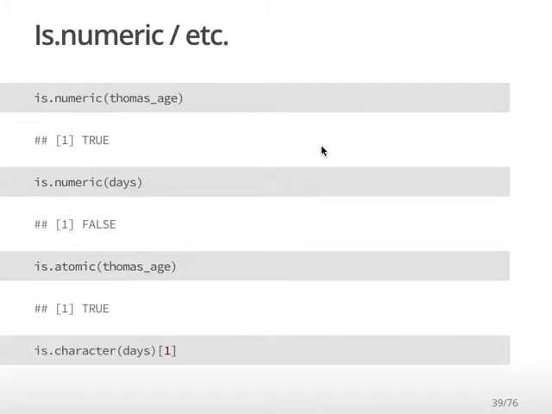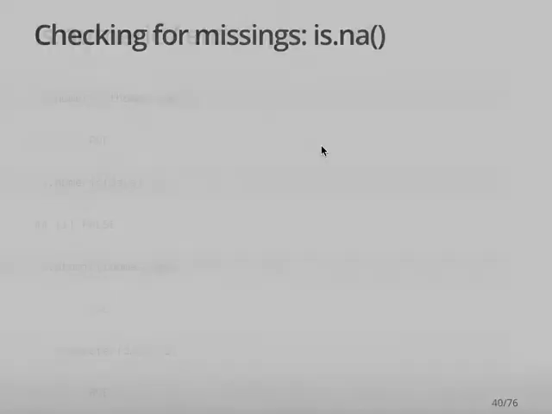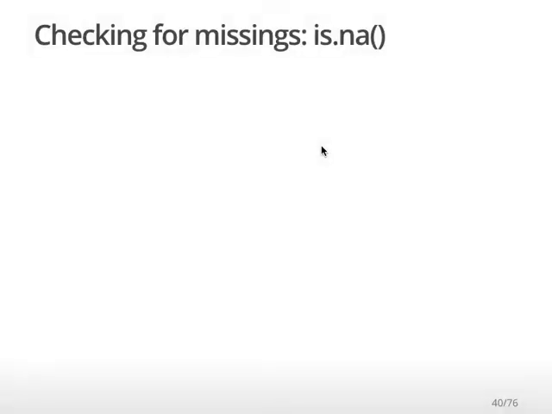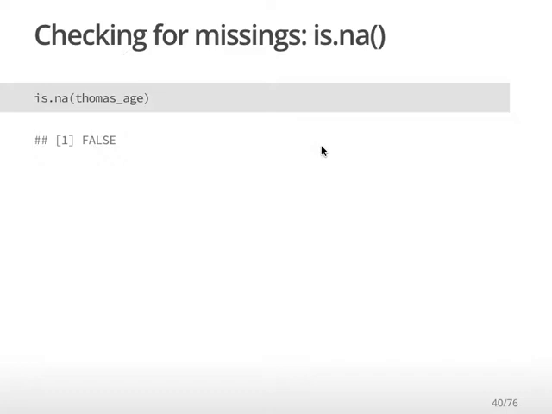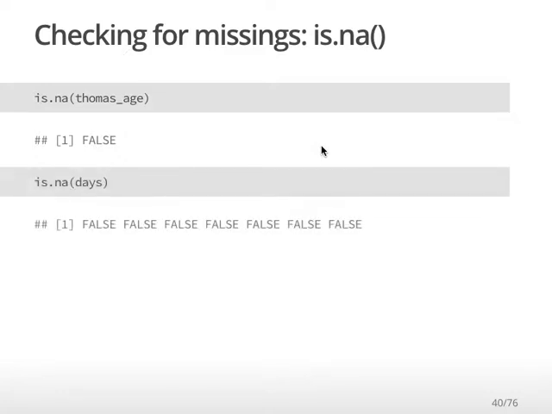And we can ask, is the first element of days a character or not? Then it will say true, because that was Mon for Monday. That's useful for checking, for example, whether certain things in your data are one type or another, whether it is a number or a piece of text. We can check for missings. is.na(ThomasH) should be false, and it is, luckily. We can check if there are any missings in days: false, false, false, false, false.